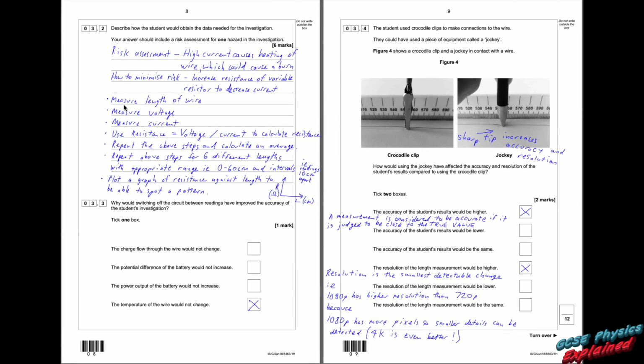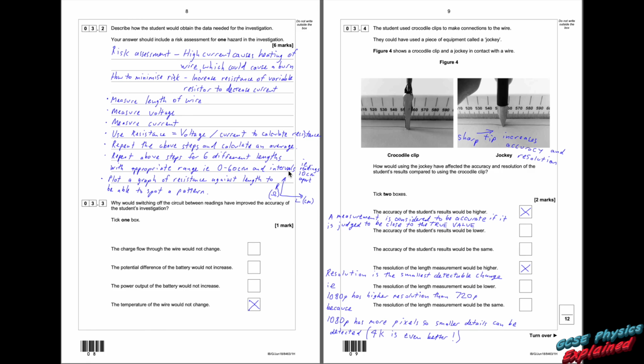Now, how to perform the task. You need to measure the length of the wire, measure the voltage, measure the current, use resistance equals voltage divided by current to calculate the resistance, and then repeat the above steps and calculate an average. Then we want to repeat all of the above steps using 6 different lengths. Make sure that you've got an appropriate range, so perhaps going from a length of 0 up to 60 centimeters, and get some nice intervals.